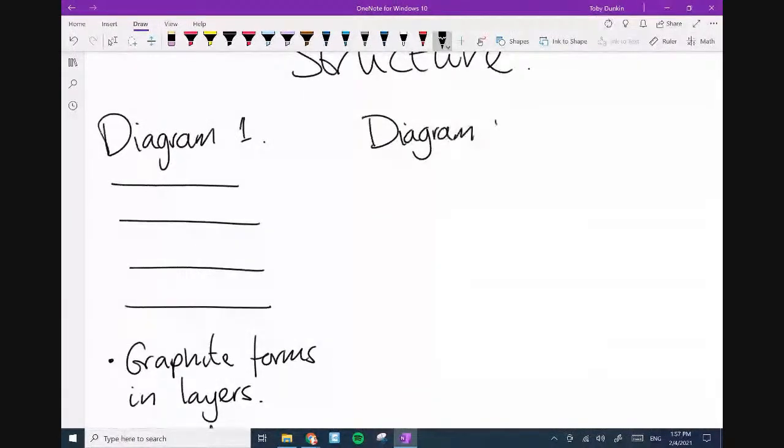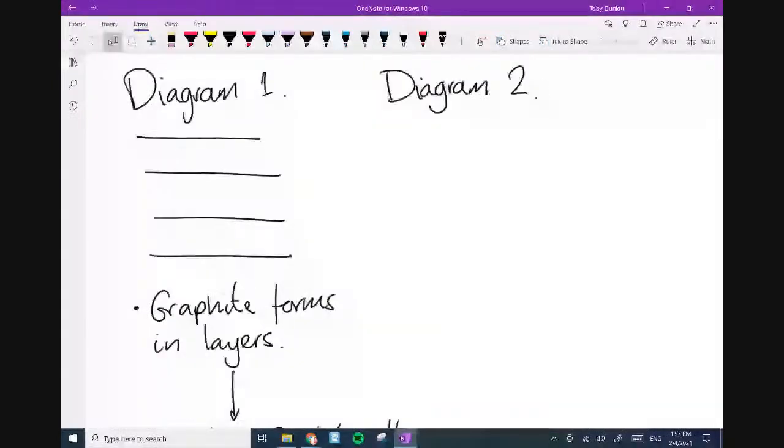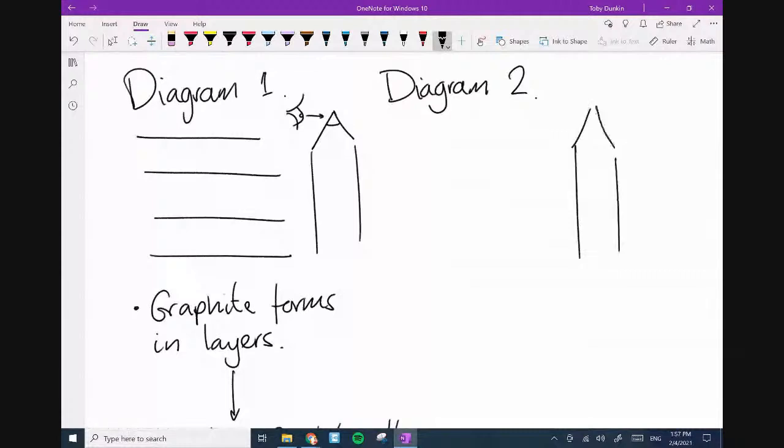This is where it'd be really useful if I had my camera. We were looking before at this picture here. If I drew a pencil, we were looking at the graphite, and what we'd realize is that we're taking a vertical cross section through it. In diagram number 2, we're going to change our position. We're going to look at the graphite now from above.